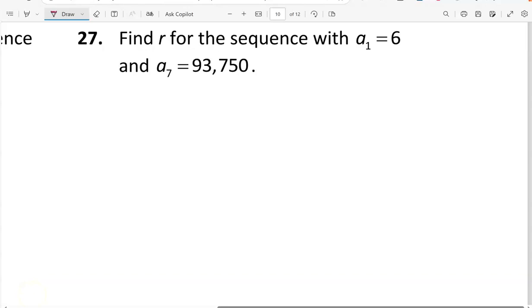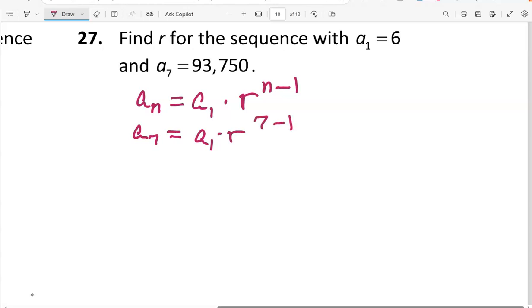In 27, we are finding R for a sequence with a first term 6 and a 7th term 93,750. So I'm going to use my formula for the nth term of a geometric sequence. A sub n is equal to a sub 1 times R raised to the n minus 1. And so since we're talking about the 7th term, I'm going to replace all of my n's with 7. A sub 7 is 93,750, and a sub 1 is 6. R is not known, and 7 minus 1 is 6.